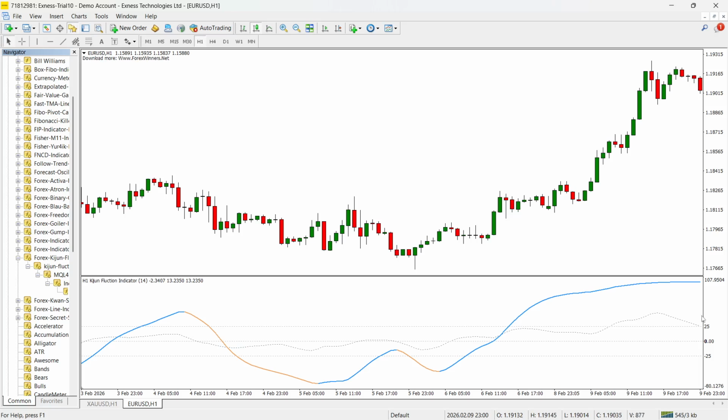When the curve rises towards the +25 region, you can see over here, it signals overbought conditions, implying that price has pushed up strongly and that bearish conditions may be emerging.